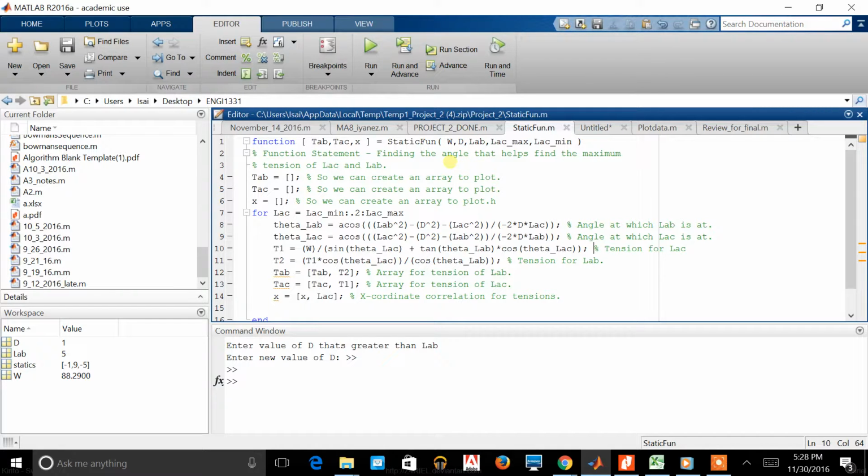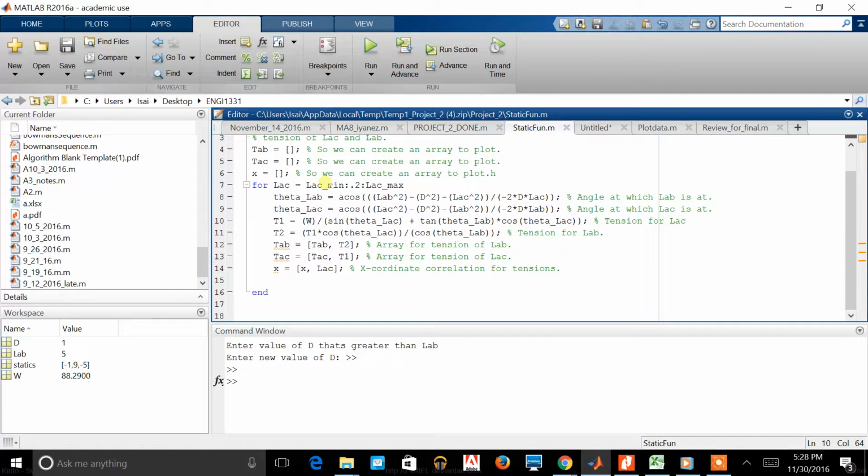So in this function we use a for loop where we have LAC equals, and we start off at the LAC min, and then it takes steps of 0.2 all the way up to LAC max. Here we use theta lab. We use this equation to tell us where the angle of LAB is at, and then theta LAC to tell us where the angle of LAC is at. So then T1 here gives us the tension for LAC, and then T2 here gives us the tension for LAB, which then takes us here to our outputs.